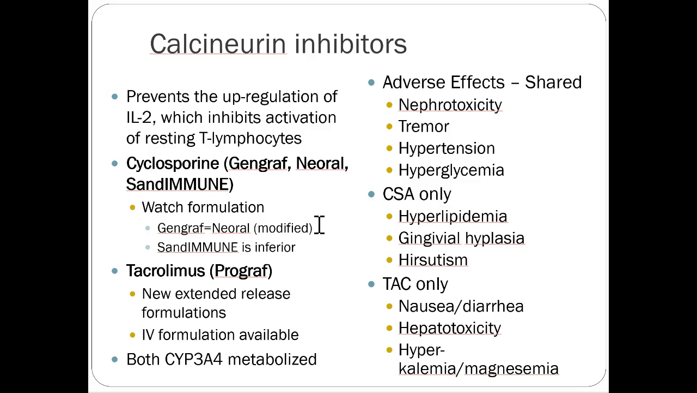Tacrolimus is a little bit newer than cyclosporin, although it's been around quite a while. It's Prograf, and there are several different forms of it on the market. There's the regular one, which is just regular release, and that's probably the most common one you'll see. But then there's a couple different extended release formulations as well. It might be a little bit more convenient for patients. And it also comes as an IV formulation, which is nice if you have a patient who needs to be treated acutely for possible rejection.